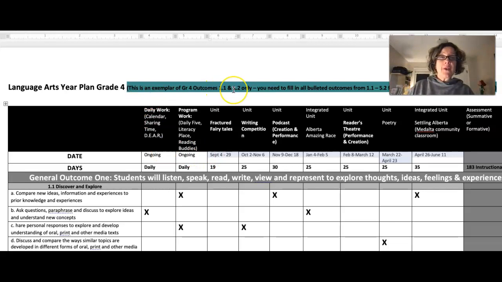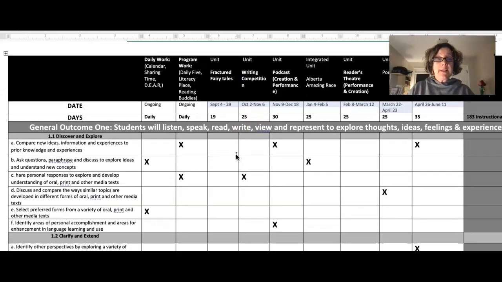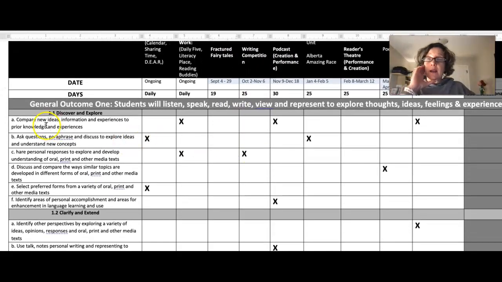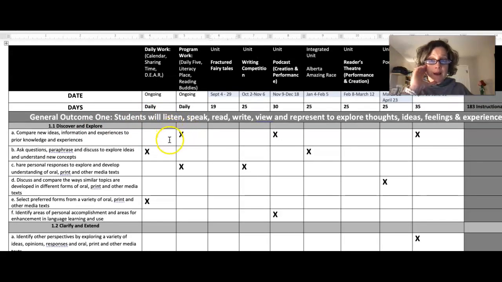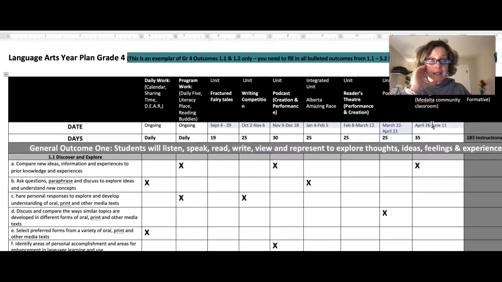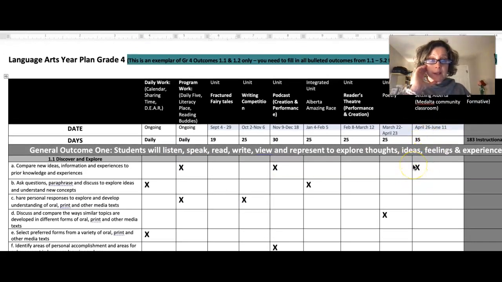So I have all sorts of limits on how many objectives I want you to have for each unit, and it's all on assignment 1. So have a look there for the specific numbers. So here we go. So this is my 1.1 letter A objective. Compare new ideas, information, and experiences to prior knowledge and experiences. So I think that my program work, my podcast, and my Settling Alberta Medalta Community Classroom are the best units to fulfill this one objective.